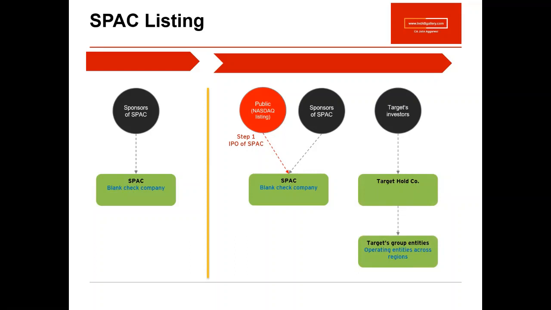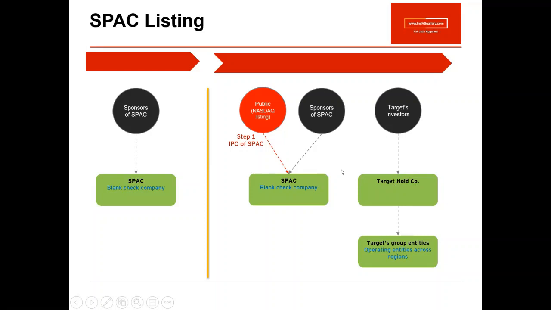So we have identified a target over here. This is the holding company of the target, and then we have a group of entities within the target company, which are all operating entities. The holding company is also an investment company, a holdco of these operating companies. And then we have the existing shareholders of this target company. Now, this target company is your company, let's say, and you want to get a US listing done.